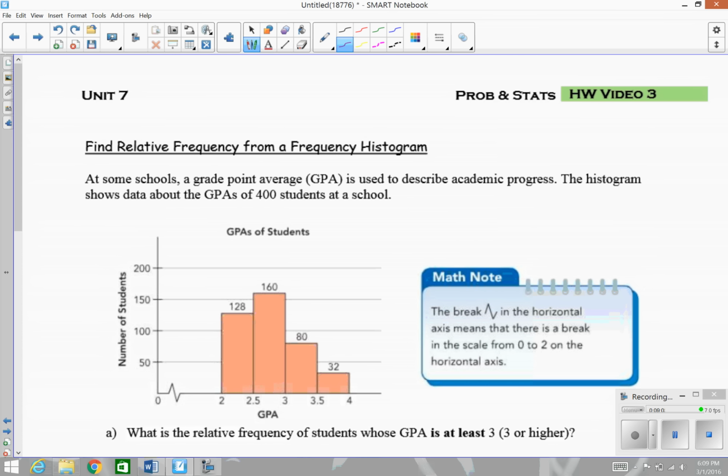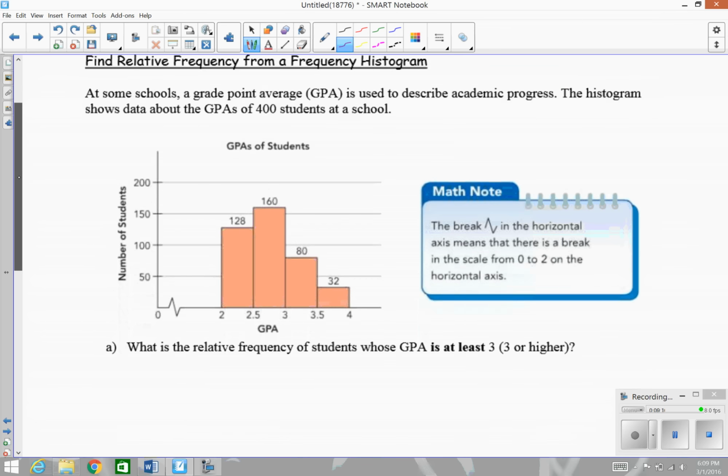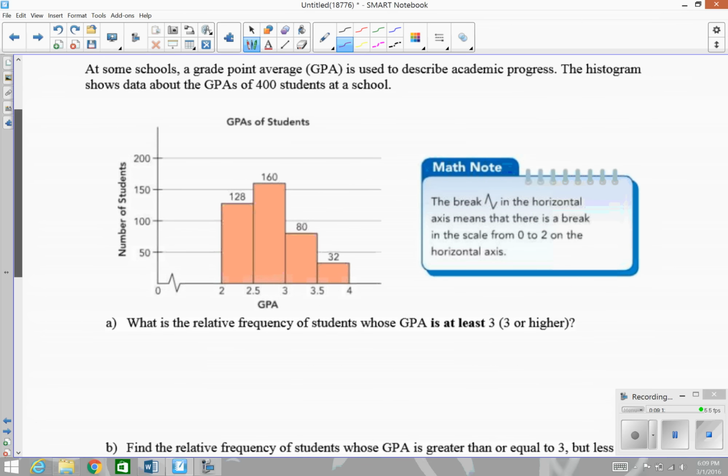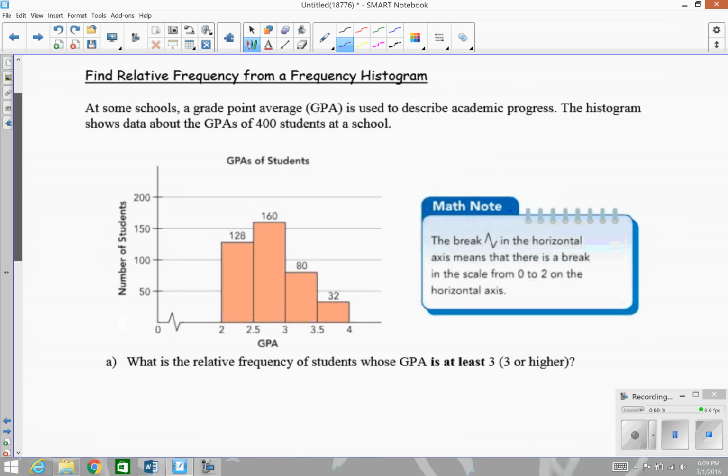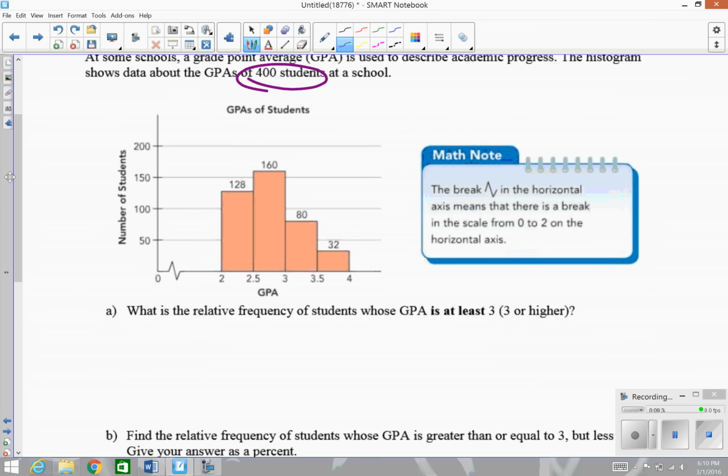Relative frequency in a histogram. This is a way of representing statistical data. So pulling in that statistics, but it really tells us a lot about our relative frequency as well. So let's look at this. It says at some schools, a grade point average, GPA, is used to describe academic progress. The histogram shows data about the GPAs of 400 students at the school. So again, that's your total population, and that's what they're using.